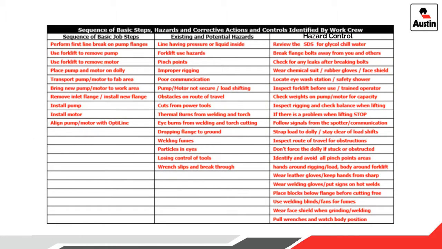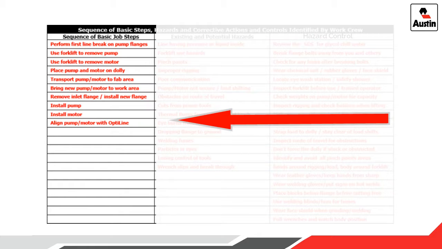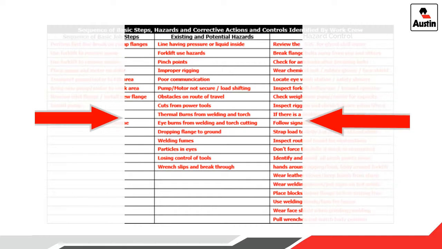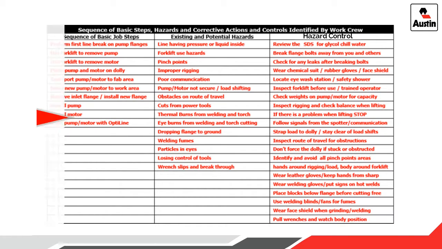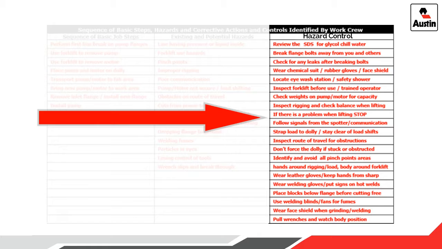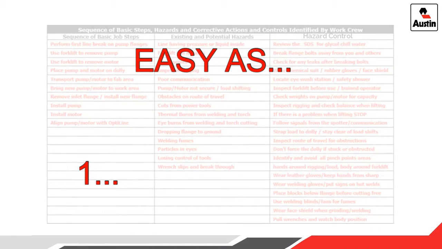The next part of the JSA is to list the sequence of basic steps, the hazards involved, and the corrective actions and controls to protect the crew from the hazards. Your flow will begin with identifying the basic steps to complete the job. Once you identify your basic steps, you can then look at each step and determine the hazards involved with that step. Once the hazards are identified for each step to complete the job, you can then determine how you will protect yourself from each hazard that you identified.